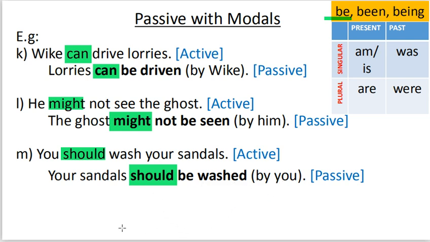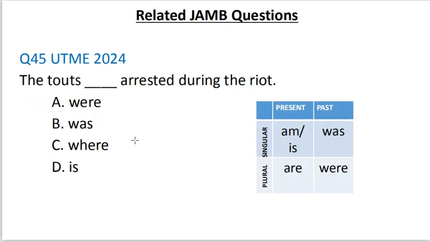Now that we have covered passive voice in different tenses, let's see some related JAMB past questions. The first question we have here is question 45, UTME 2024. The touts dash arrested during the riot. A, where. B, was. C, where.